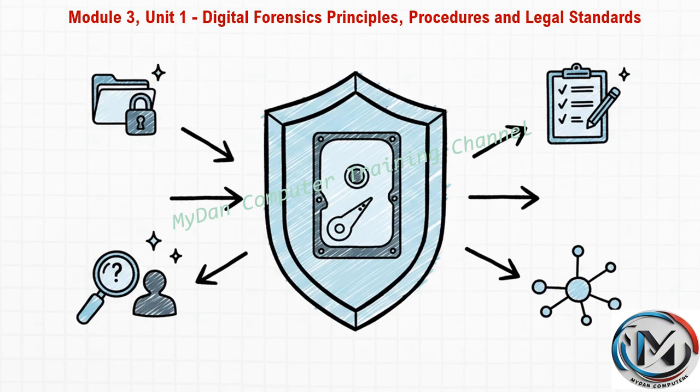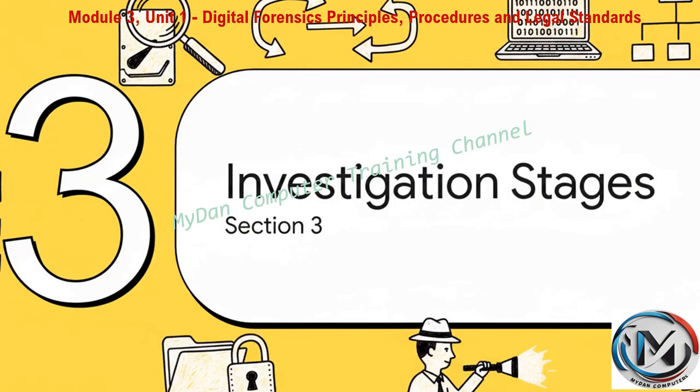I mean, anyone can stumble onto a forgotten file or a deleted text, right? It's about recovering that data safely, without altering a single byte, so that the findings actually hold up to intense scrutiny in court. Which brings us to Section 3, the 5 investigation stages.